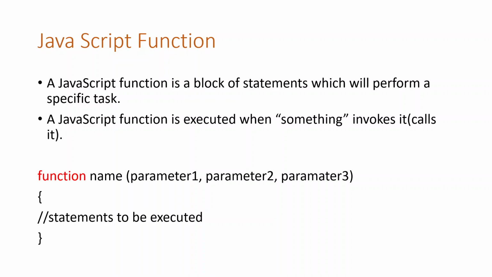The syntax for a JavaScript function is: first we write the function keyword, then the name of the function, then it might contain parameters or might not, and then inside the curly braces we write the code or statements to be executed.